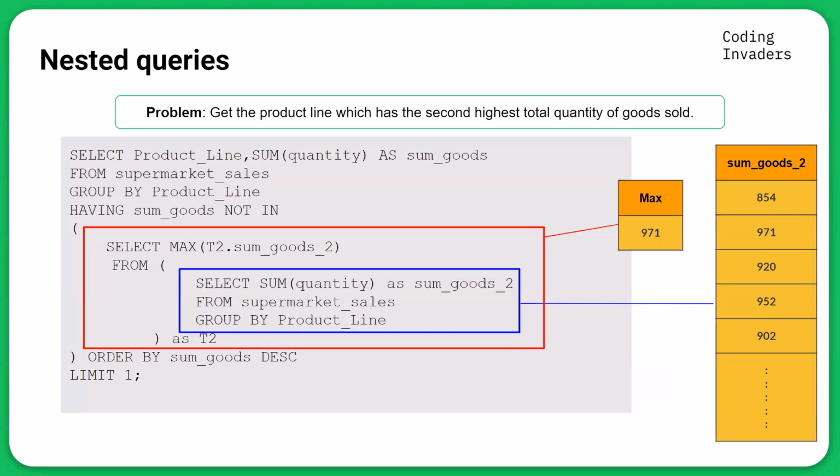So, in our example, the maximum value is 971. This red box will result in an answer which is 971. In the outer one, we are not grouping by anything. We are not doing any of those operations. We are just finding the max value. So that will result in 971.